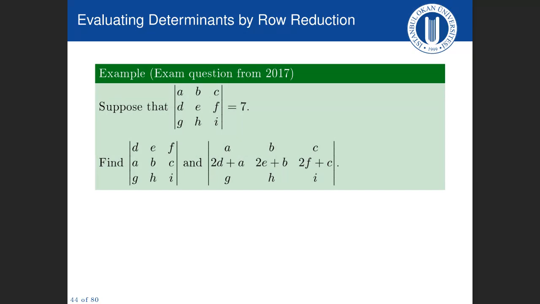One more example before I take a break. And this is an exam question from 2017. If you look at the past exam papers I posted in the course content section, you will find this question in 2017. Suppose that the determinant of the matrix A, B, C, D, E, F, G, H, I is equal to 7. Use that information to calculate the determinant of these two new matrices.